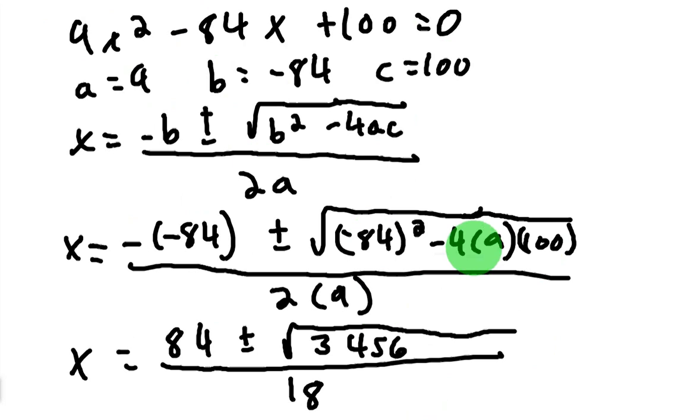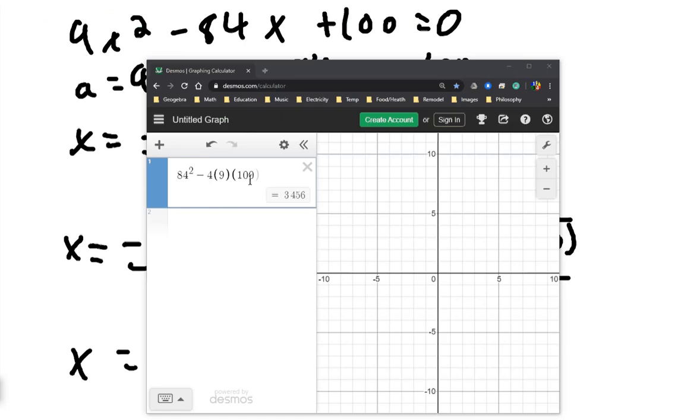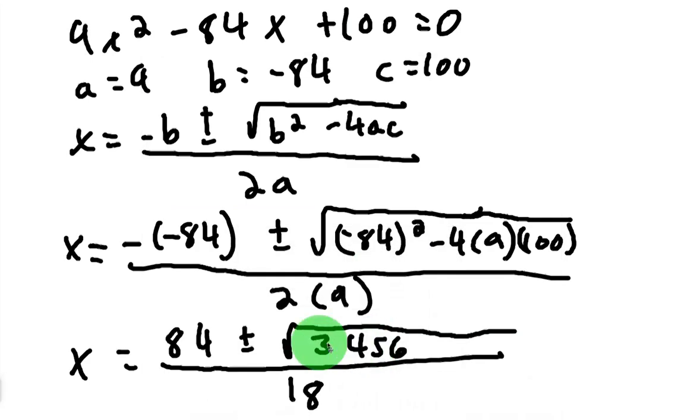If we do the math here, 84 squared minus 4 times 9 times 100, we get 3,456. And just to verify that, folks, there it is right there in the calculator, 3,456. So now we want to take the square root of that in hopes that we can finally simplify this.